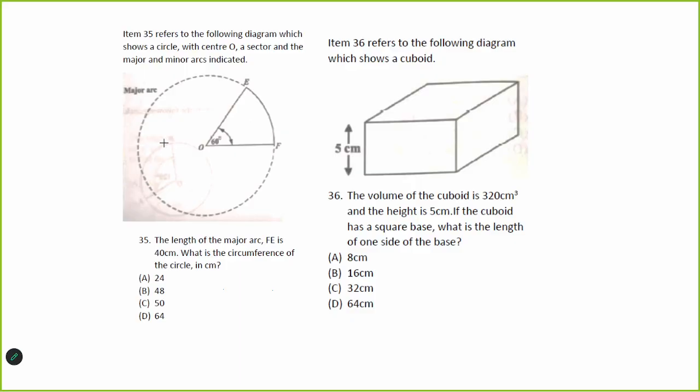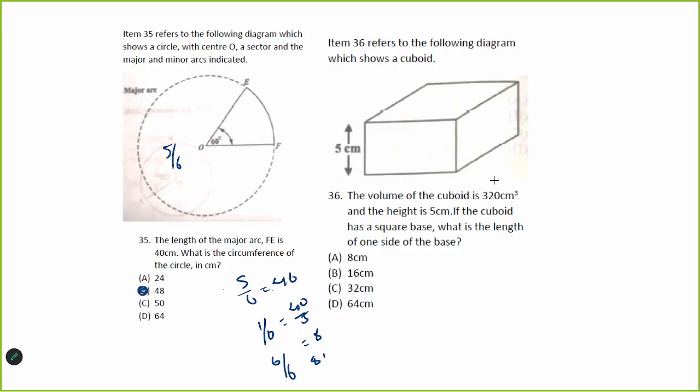The length of the major arc. So 5 over 6 is 40. 1 over 6 would be 40 divided by 5, which is equal to 8. So 6 over 6, because we want the circumference, would be 8 times 6, which is 48. So B is the answer.